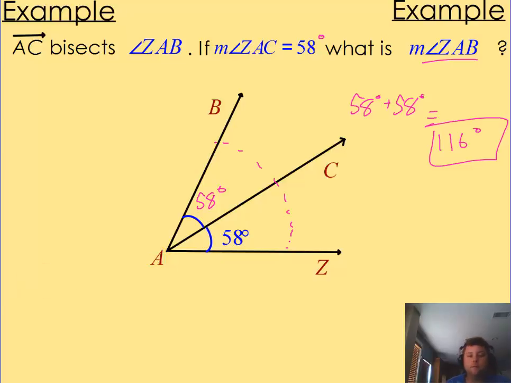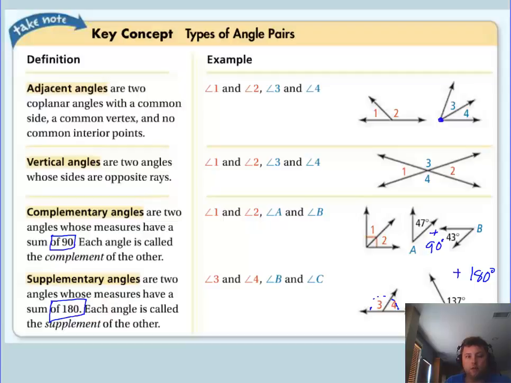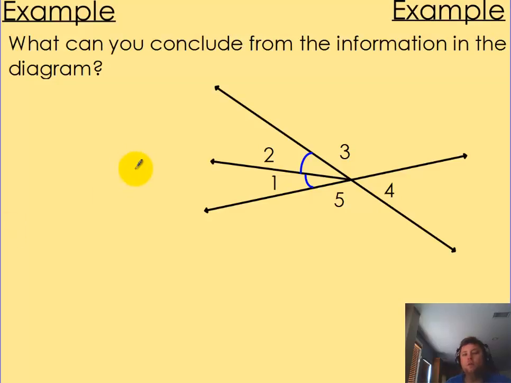Next one. Pause the video. And let's try this. What can you conclude from the information on the diagram? There are lots of things, so it's kind of open-ended here. I want to go back to that original chart as a reminder. Adjacent angles. What do we know that's adjacent right here? Well, angle 3 is adjacent to angle 4. We know a lot of those, we could do tons of those. 2 is adjacent to 3, 1 is adjacent to 2, and so forth.